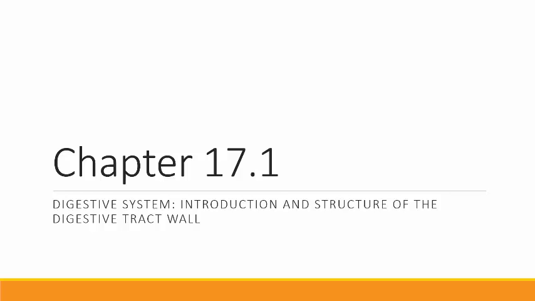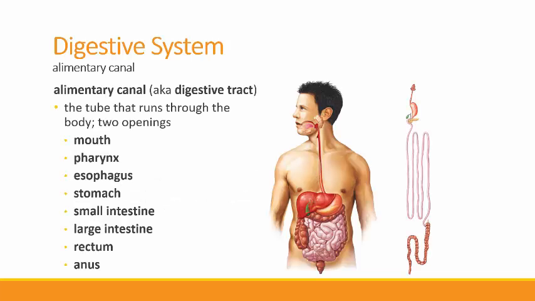Welcome to Chapter 17, the Digestive System, and we are going to begin by talking a little bit about the functions of the digestive system and the structure of the wall of the alimentary canal.